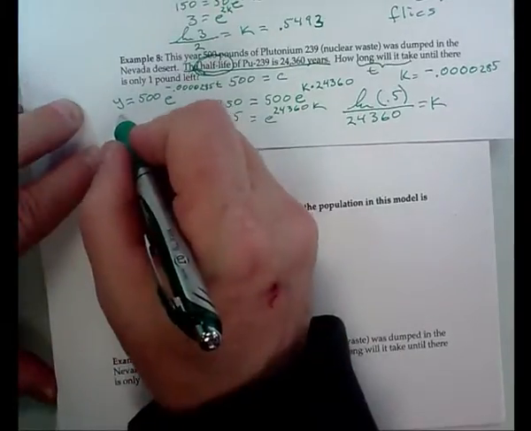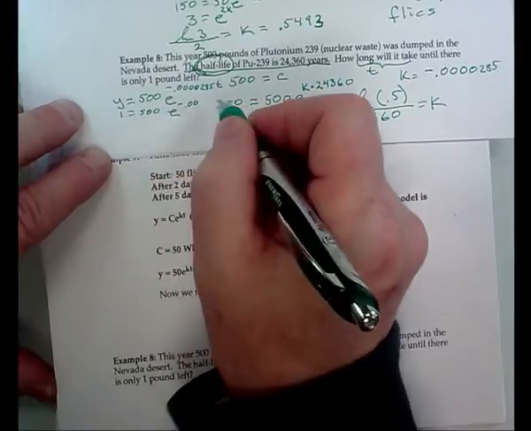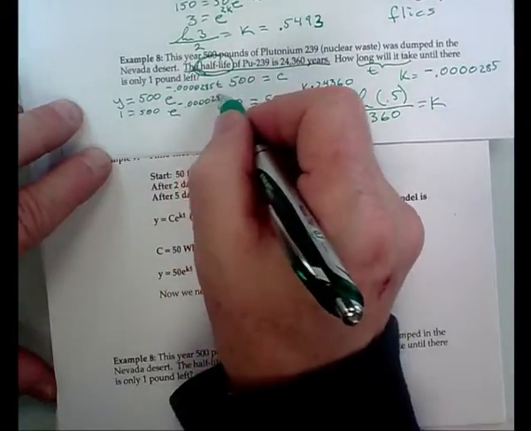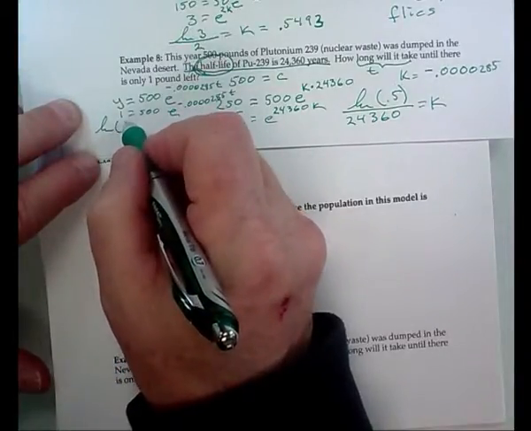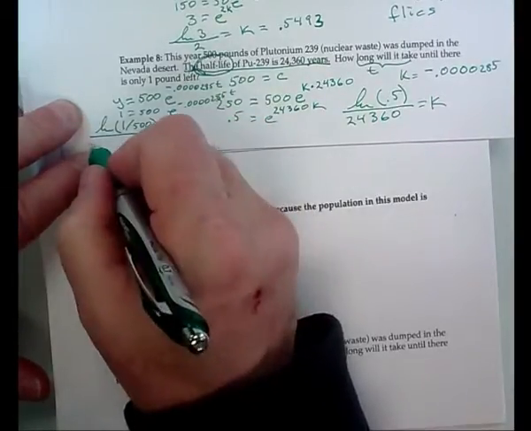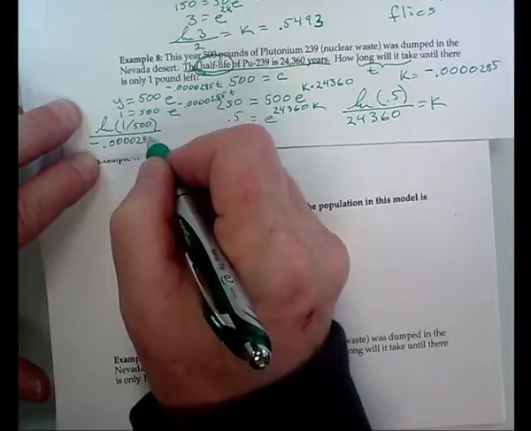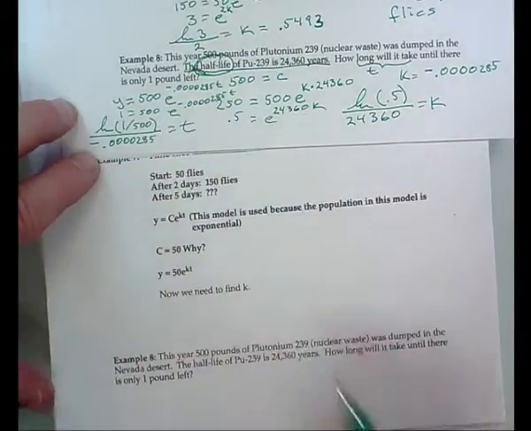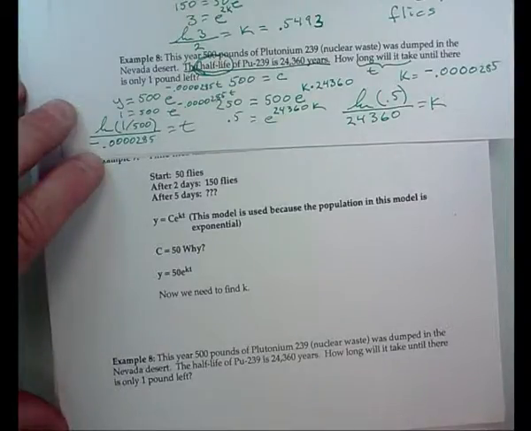Before y. So I got 1 equals 500 e to the negative 0.0000285t. So it's going to be the natural log of 1 divided by 500 over a negative 0.0000285. That's going to equal my t. And it should be a long time. It should be more than 24,360 years, right? Because that'll only bring us down to 250.